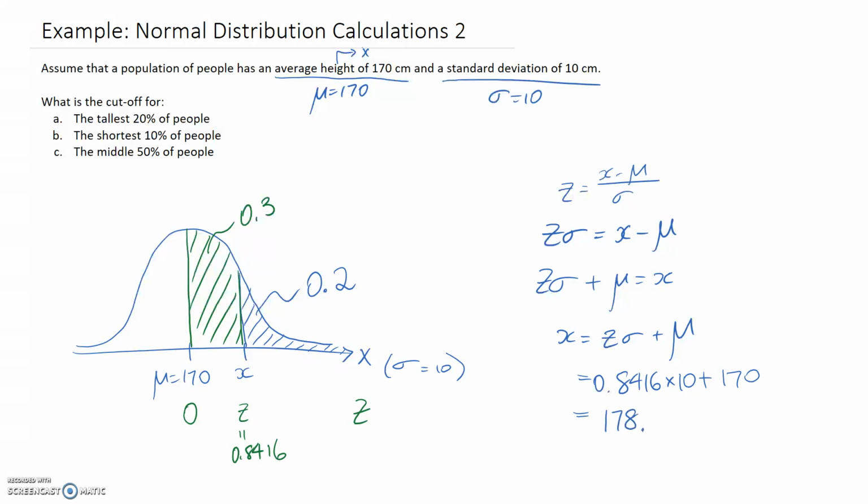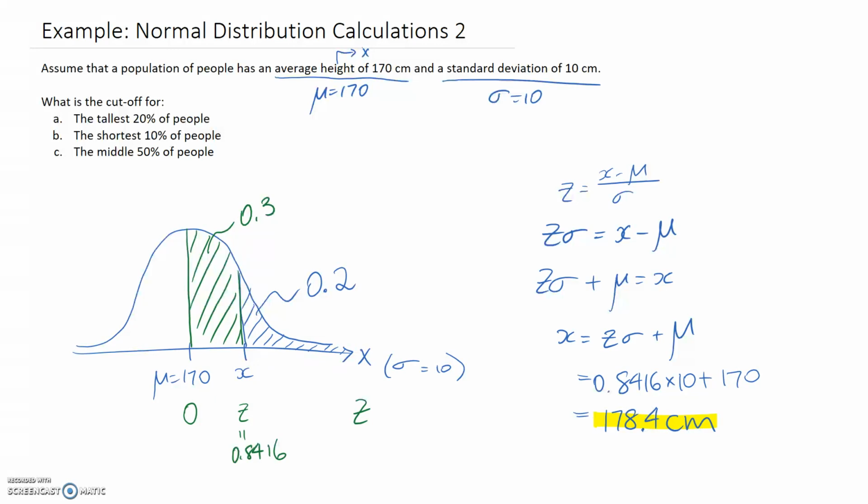This works out to about 178.4, and since we are working in centimeters for all these heights, that's going to be the answer. So that means the cutoff for the tallest 20% of people is 178.4, i.e. another way of saying that is that we would expect 20% of people to be taller than this value.